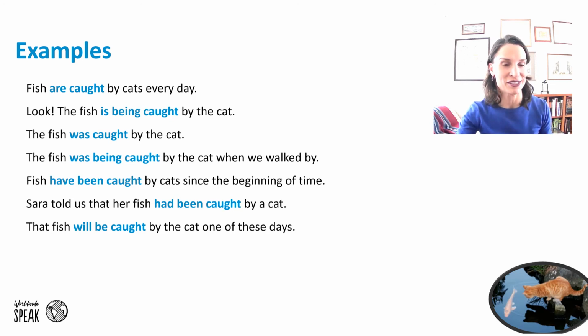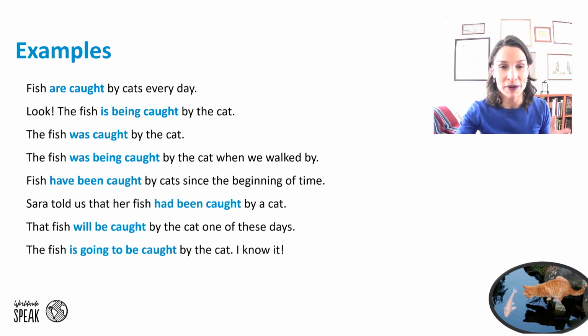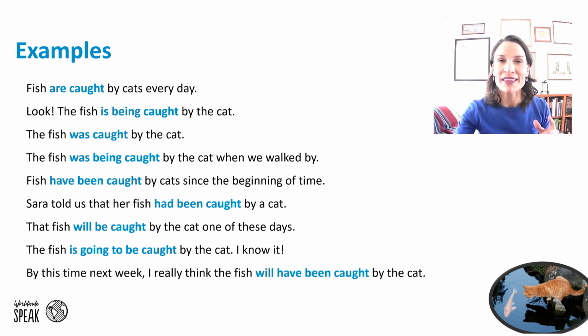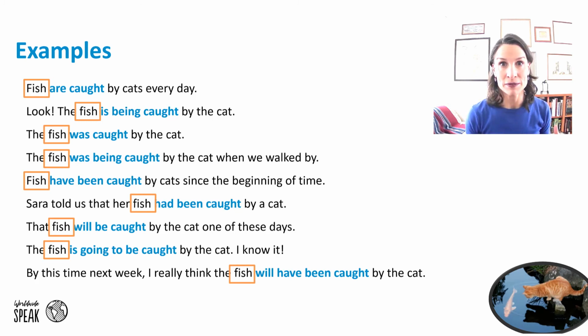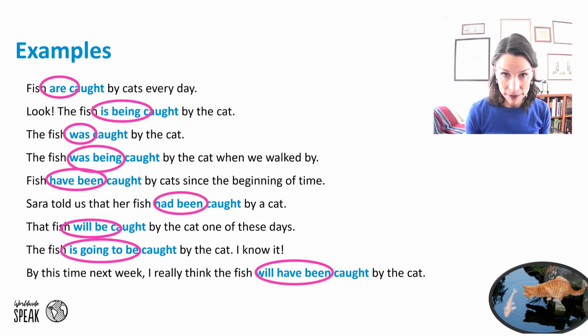That's my future prediction. The fish is going to be caught by the cat. I know it. This is a really strong prediction. By this time next week, I really think the fish will have been caught by the cat. Future perfect. So now you can kind of see what the passive voice looks like in a variety of different tenses. Remember, in all of these examples, I will begin with my object. That's the fish. That's the thing that receives the action.